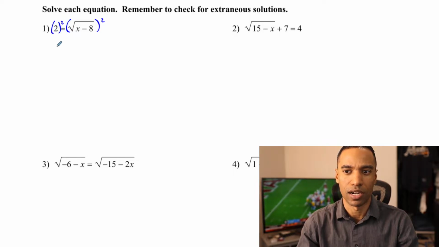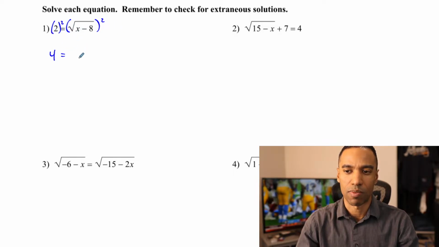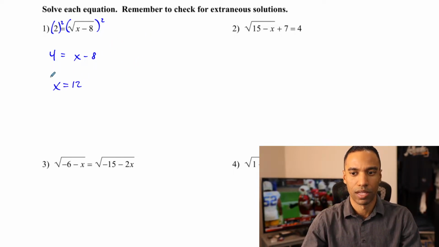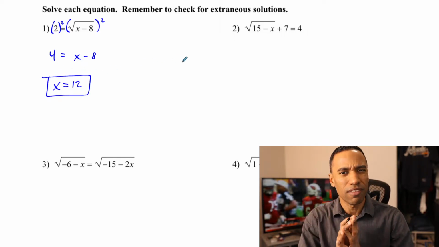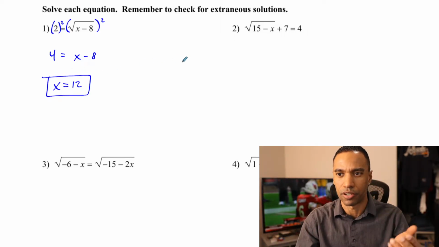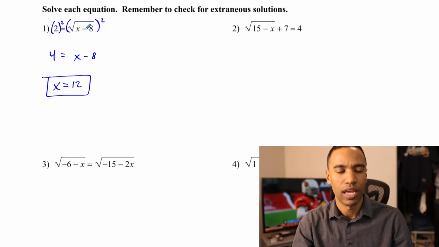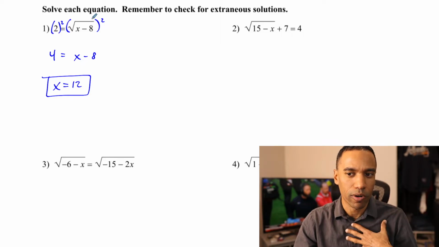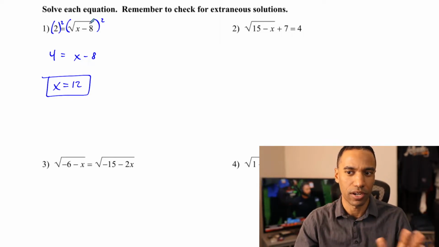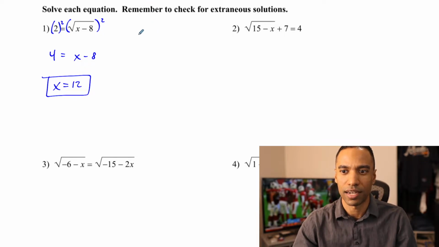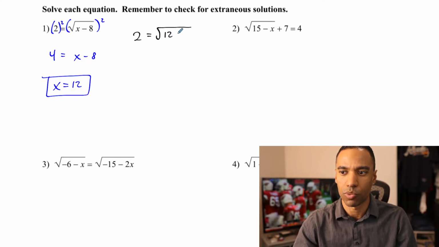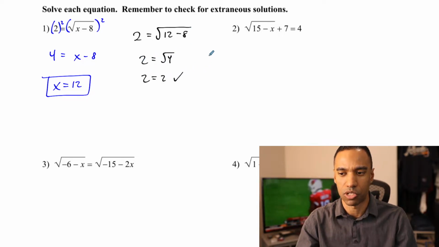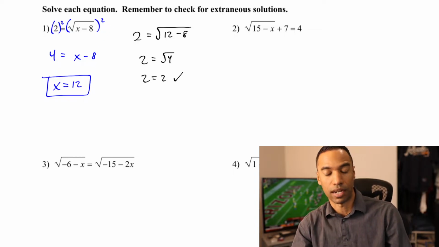If I square both sides right here, 2 squared is 4. The square root of x minus 8, quantity squared, is just x minus 8. Add 8 to both sides, you get x equals 12. Now I will double check. Does 2 equal the square root of 12 minus 8? 2 equals the square root of 4. 2 equals 2. That seems to check out. It's not extraneous. That is the solution.